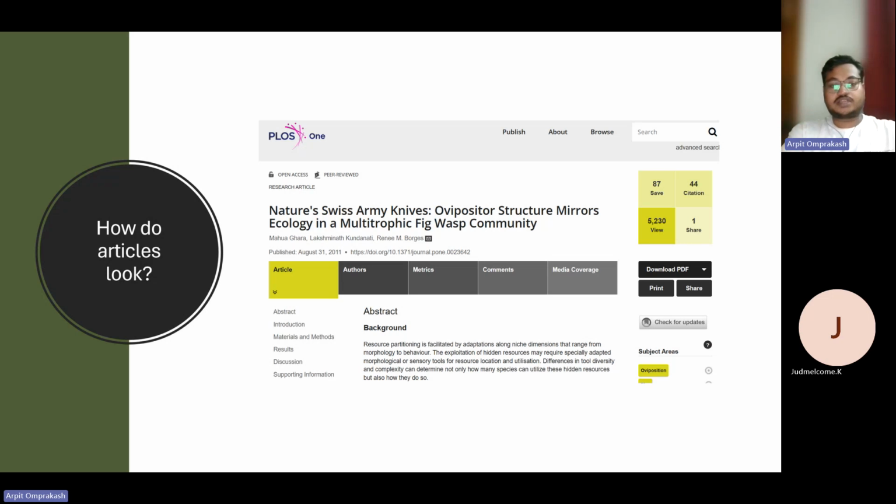So how does a research article look? This is an example. Here we have the title of the article. Then we have the authors. Then we have something called the DOI, which is a digital object identifier, which is basically a link pointing to the article. It is a fixed link which does not change. On top, we have the name of the journal where the article is present. In this case, it's PLOS ONE.